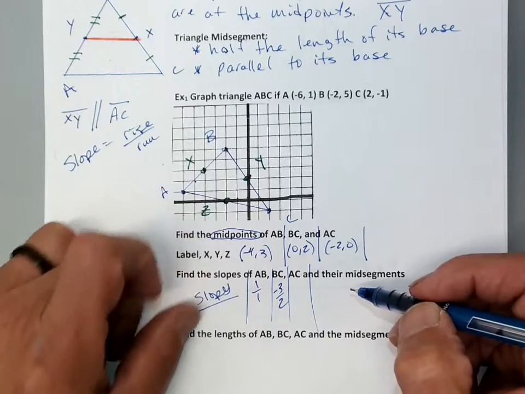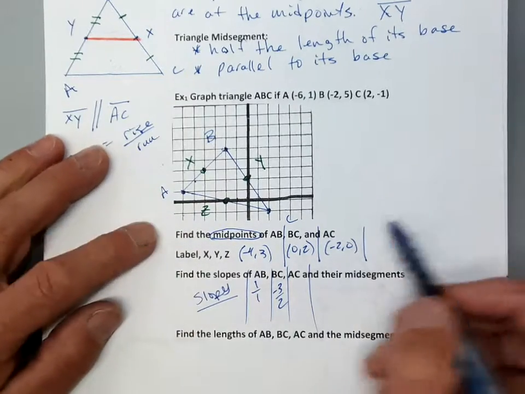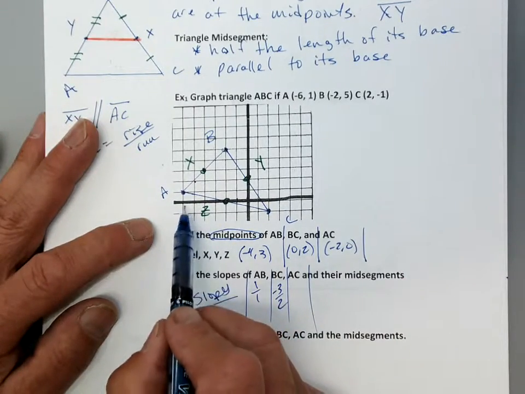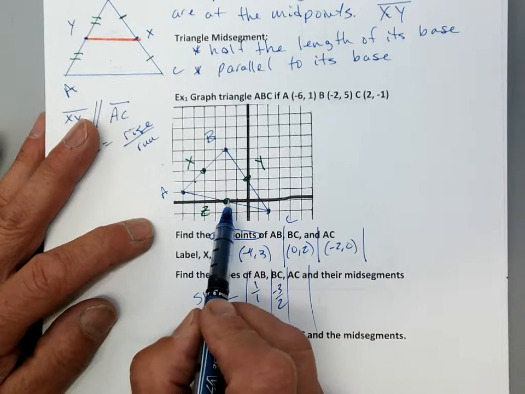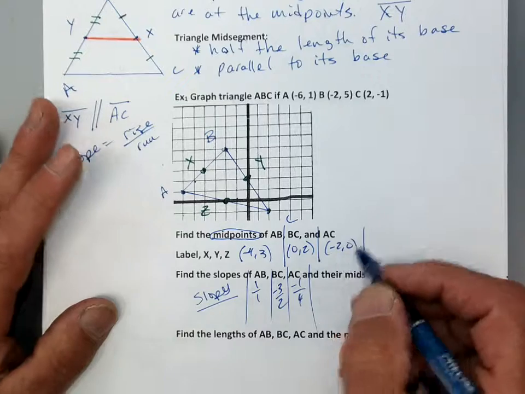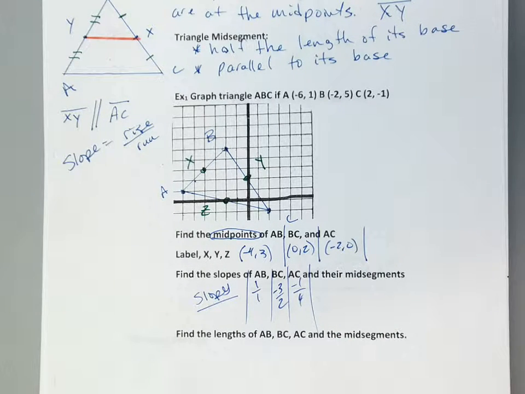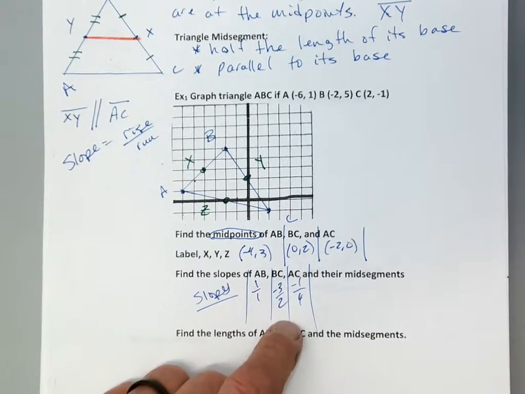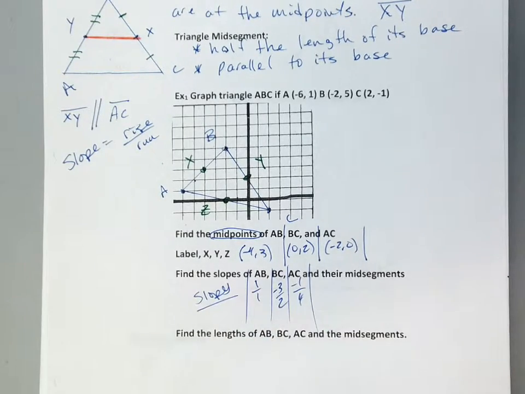And the slope of AC, let's check out the slope of AC. So the slope of AC is down 1 over 4. Okay, awesome. Now, we need to draw in the mid-segments, so let's draw them. Okay, I've got the slopes of AB, BC, and AC. Got it. Awesome. So let's draw them.